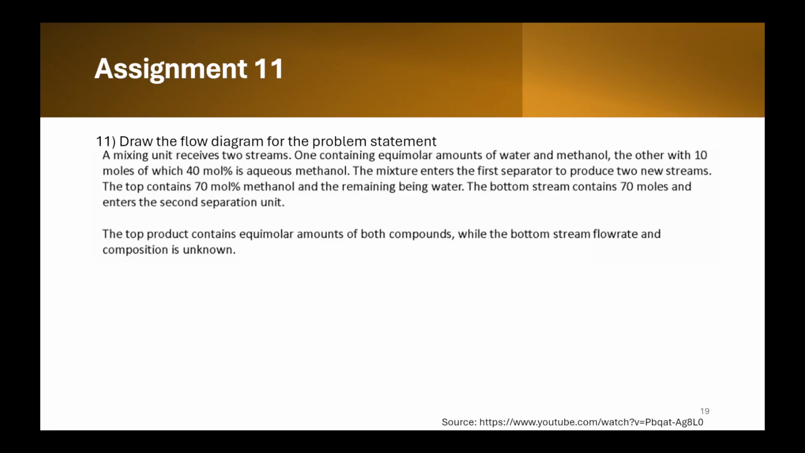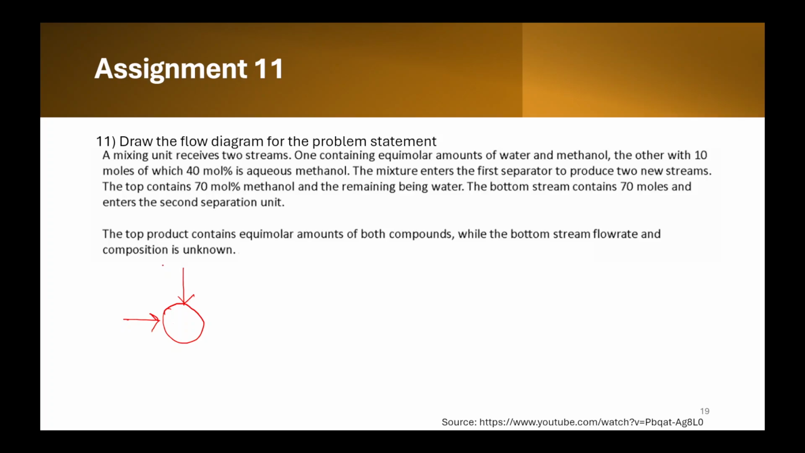Next question. Draw the flow diagram for the problem statement. So you are given a problem statement and you need to draw a flow diagram. It says a mixing unit receives 2 streams. So there is a mixing unit, and first we draw that. A mixing unit receives 2 streams, one containing equimolar amounts of water and methanol.